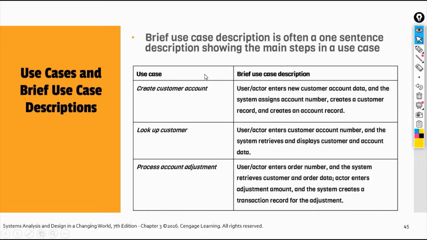Some examples of brief use case descriptions are shown here in this table. For example, for the use case create customer account, the brief description is that the user or the actor enters new customer account data and the system assigns an account number, creates a customer record, and creates an account record. That is for this use case alone.